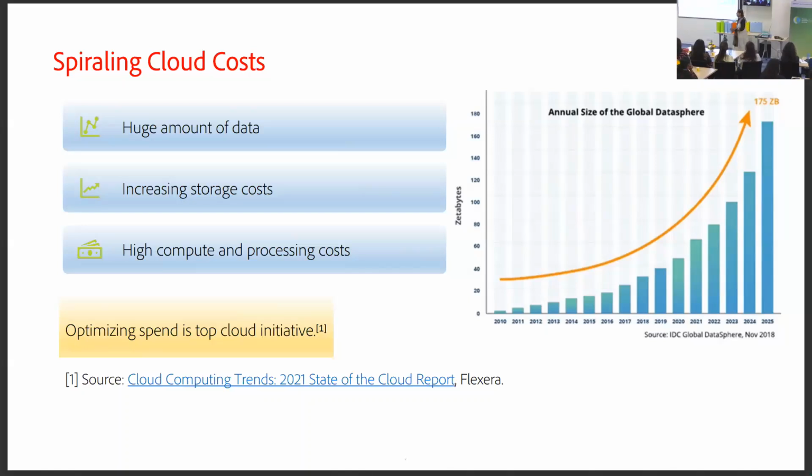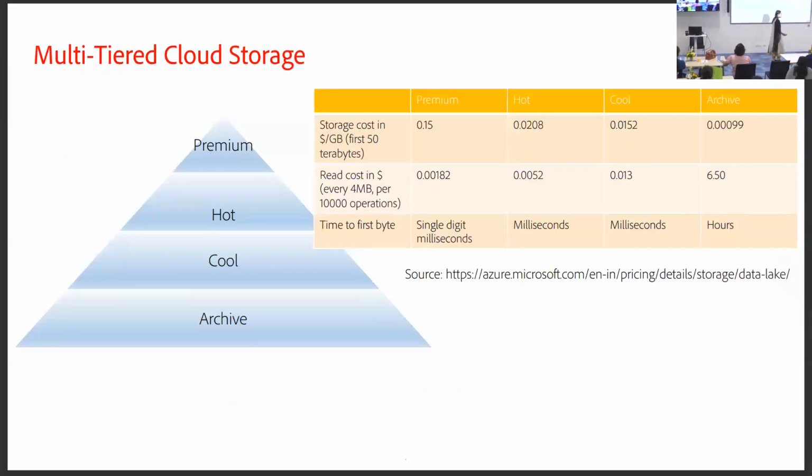Cloud costs are really spiraling for most organizations across the world. This is because of the huge amount of data that is being generated. There are clickstream events and a lot of other analytics data piling up every day. This is not only increasing the storage costs, but also compute as well as processing. And as you can see from this infographic from IDC, the annual size of the global data sphere is exploding. Optimizing this spend is often a big initiative in many organizations. But this is not a trivial problem.